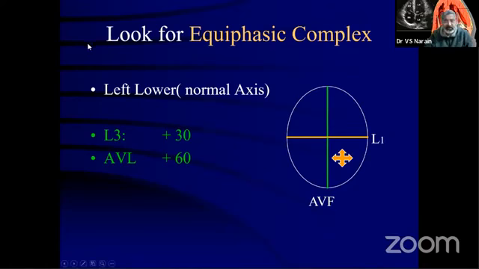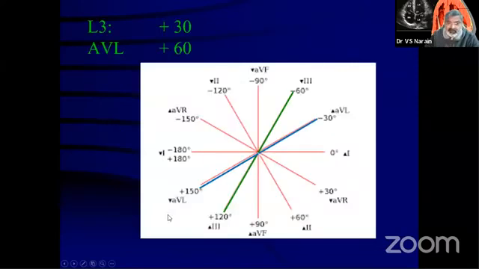Now, if your quadrant is in this region, you are more or less dealing with a normal axis, and here you have to look at lead 3 and aVL. There you were looking at lead 2 and aVR. Here in this normal quadrant, you are looking at lead 3 and aVL. And if it is lead 3 which is showing the equiphasic, then your axis is plus 30. And if it's aVL which is showing equiphasic, your axis is plus 60. So just remember or try to build up your own mnemonic, as I said. But the first step is to look for the quadrant, and the second step is to look for equiphasic complexes.